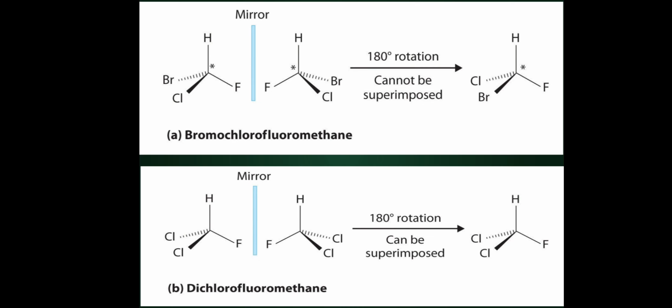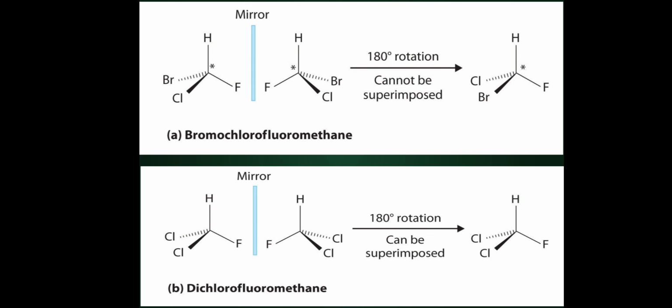Unlike dichlorofluoromethane, if you face its structural formula to the mirror, it is still the same. And if you rotate it by 180 degrees, it can also be superimposed because it is still the same. As I've said, in the formula of dichlorofluoromethane, there are two chlorines bonded with single bonds. So even if you rotate it by 180 degrees, what you see is still the same.